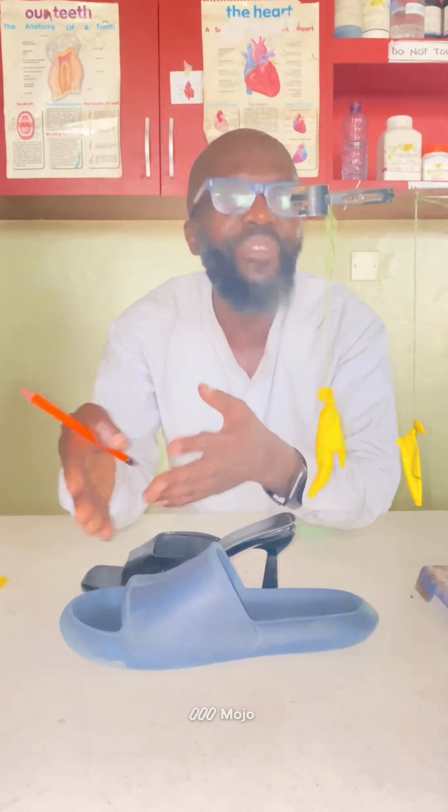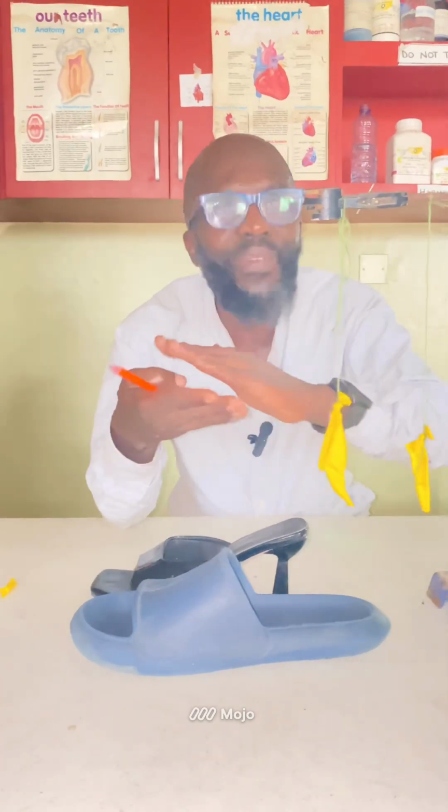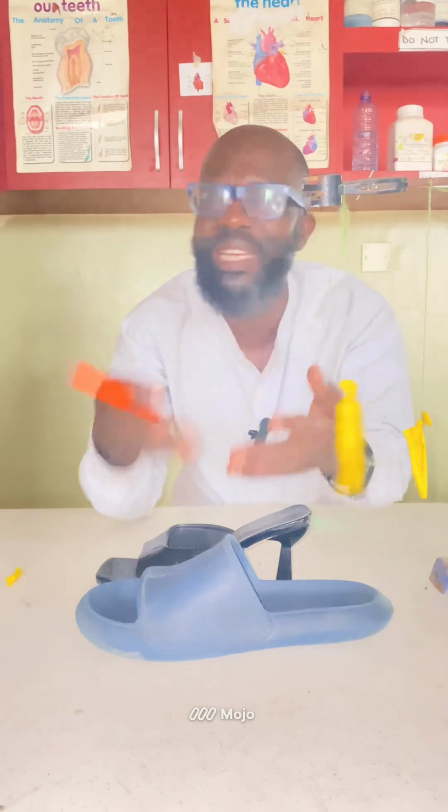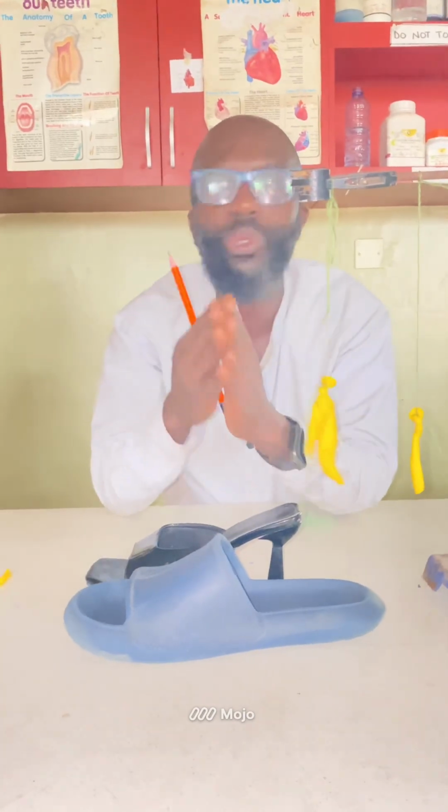Sometimes your kitchen knife may not cut. Why? Because the surface area of the knife is big, and in as much as it is big, it cannot cut. But the moment you sharpen it, the surface area becomes small and thereby it exerts a greater pressure. So that is pressure for you.